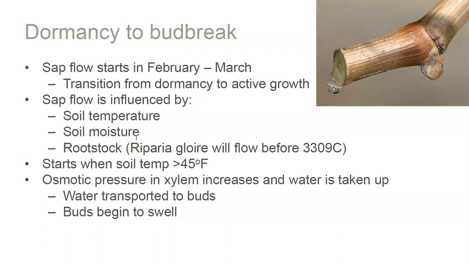But also, of course, rootstock. Like I said before, Riparia gloire will start moving sap before something like 3309 or 420, or SO4, 110R. So Riparia gloire will basically always be your first rootstock to start sap flow, generally. Sap flow generally will start when soil temperatures get above 45 degrees Fahrenheit. Bud break typically occurs when above ground temperatures are consistently, on average, above 50 degrees. Okay, generally.